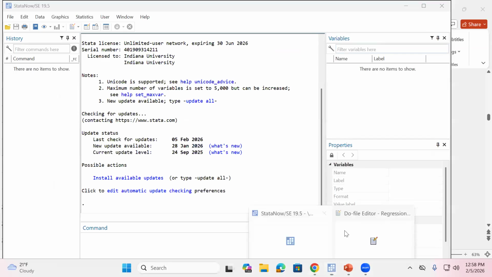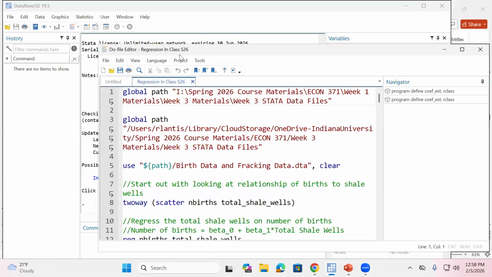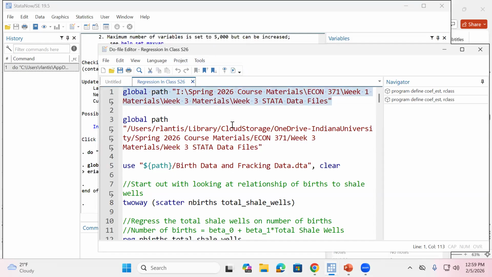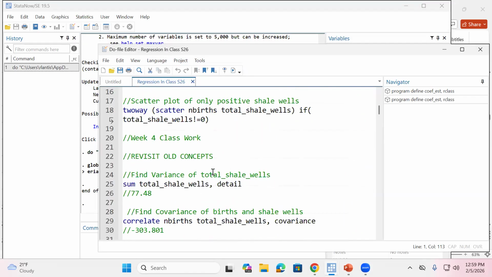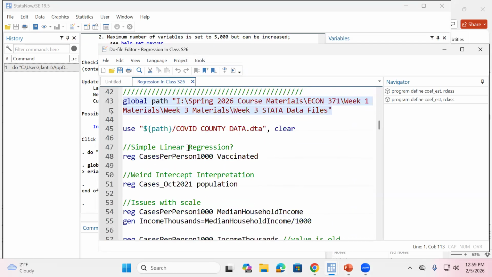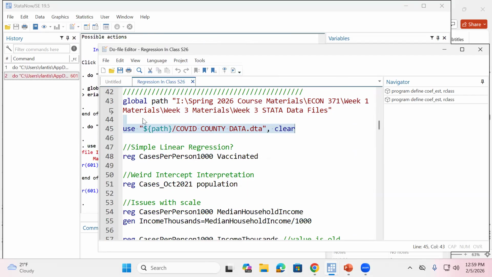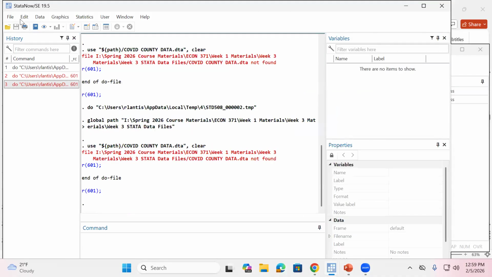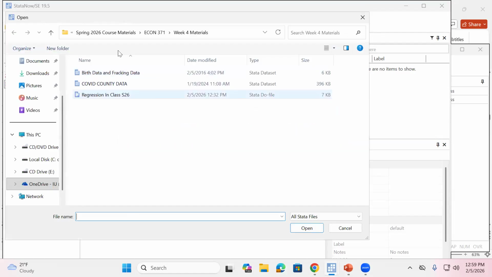So I showed you a little bit last class. I'm going to open up that regression in class do file that I had up on Canvas. Here is my global path. Yours is going to be just your OneDrive, whatever you have it set up to be. So we're going to go down here and use this COVID county data. Okay. So I'm going to open this up. Make sure I have the right file path. Maybe I didn't. Let's see. That's probably why I put the global path in here. What is it not liking? Oh, I moved this to week 4, probably.